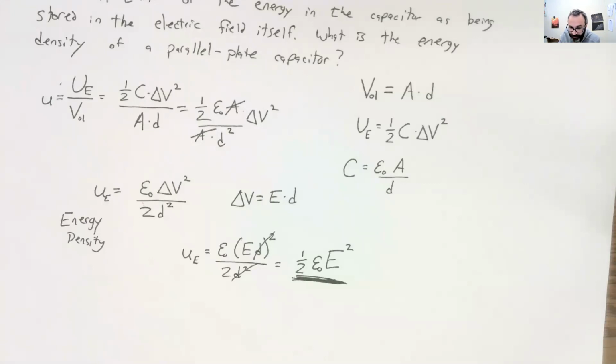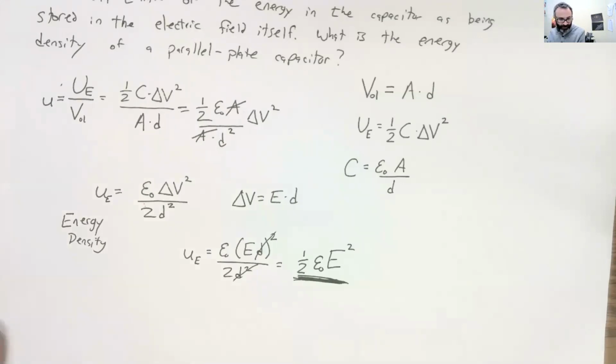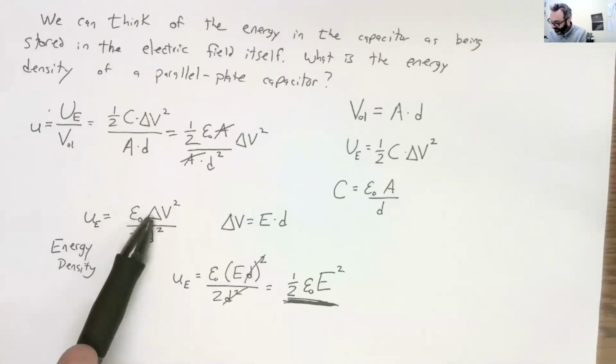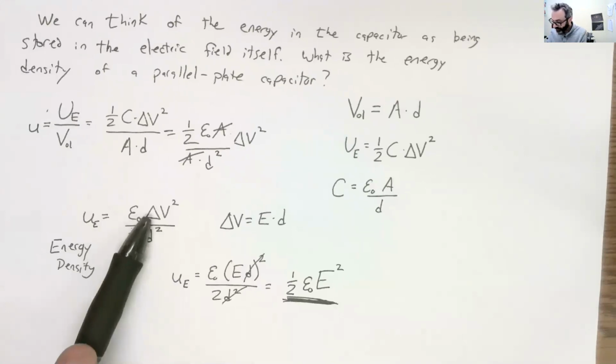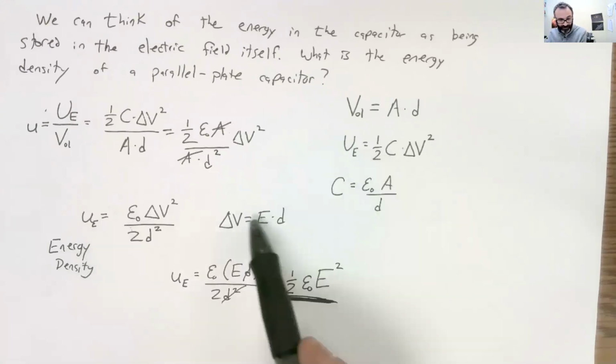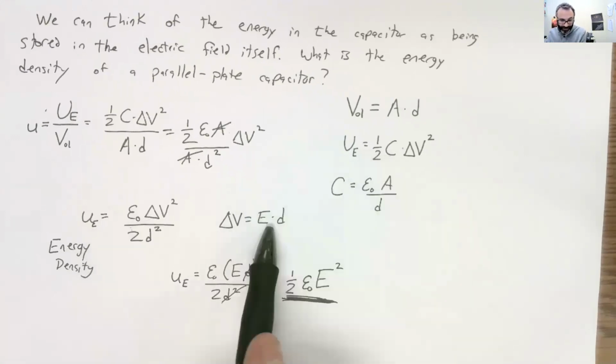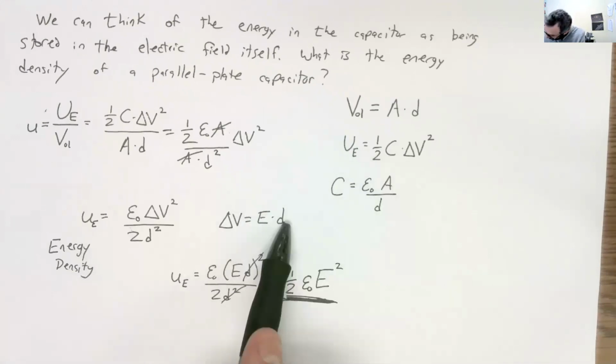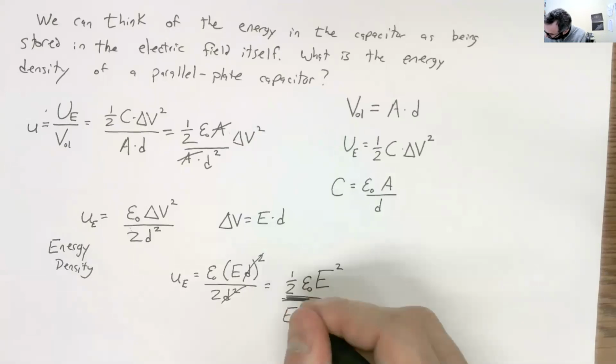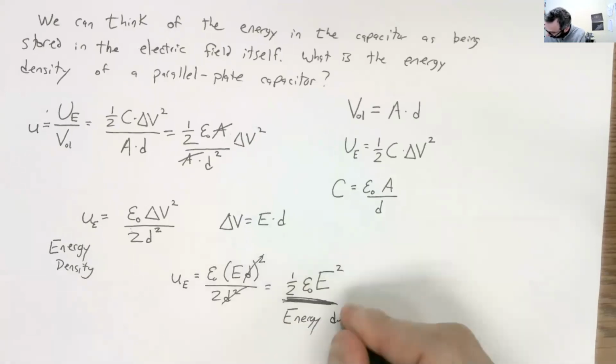This is only for parallel plates, right? And then when I went back and replaced the potential between parallel plates with what we know the potential between parallel plates is, which is E times D, what I ended up with is this expression, which is the energy density for any electric field.